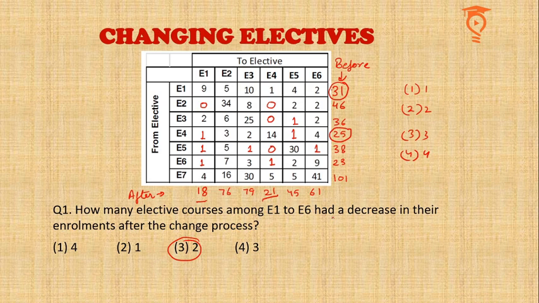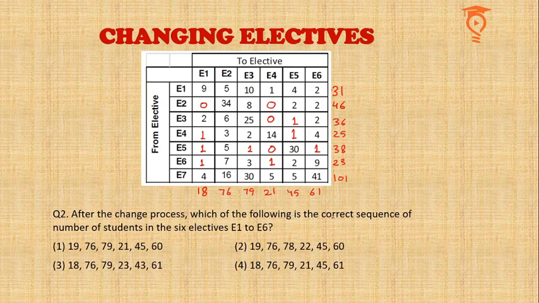Anyway, moving to the second question, after the change process, which of the following is the correct sequence of the number of students? So we have to start, this is the after process. So 18, we have to start with 18. This cannot be the answer. This cannot be the answer. So after 18, there is 76, then there is 79, then there is 21. So this also cannot be the answer. Fourth option becomes the answer.